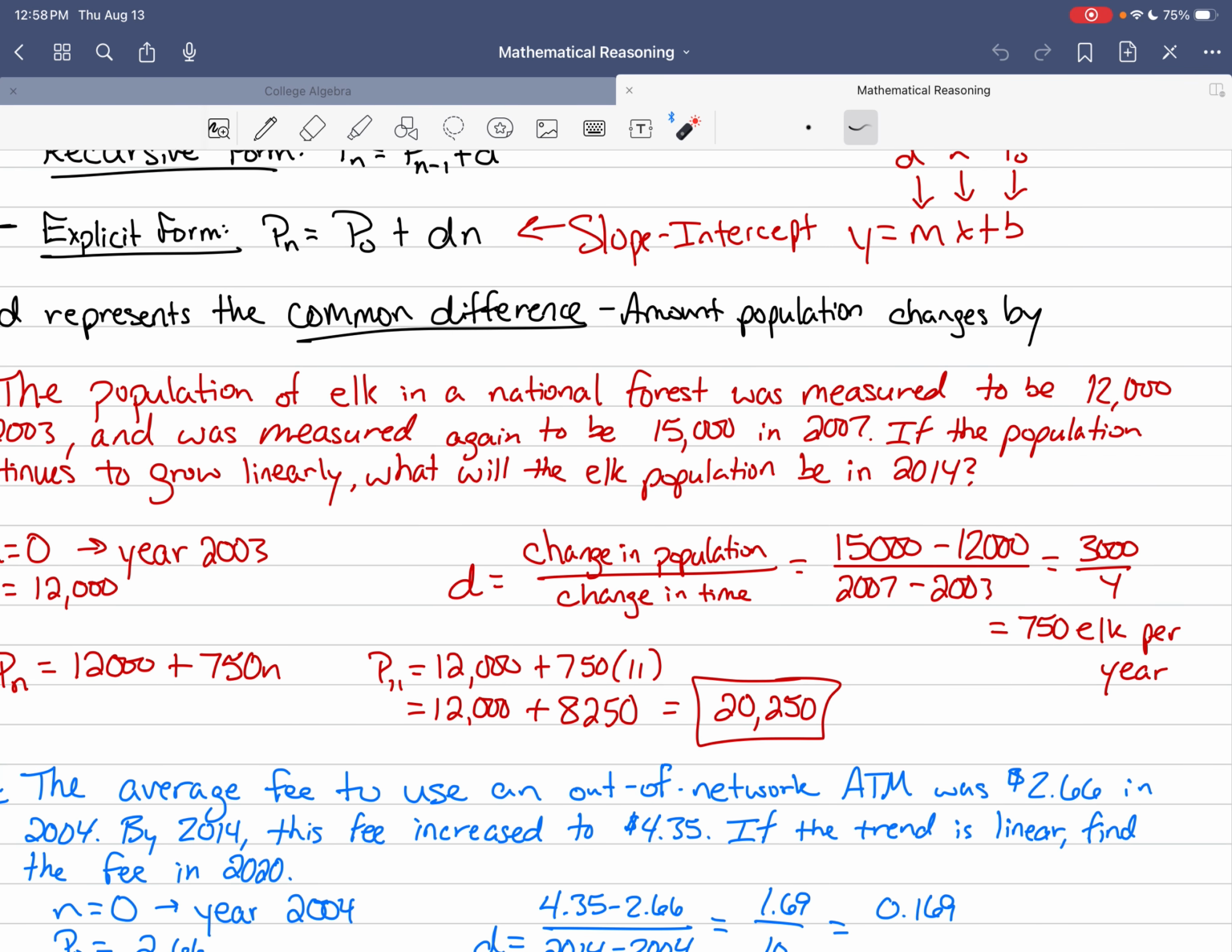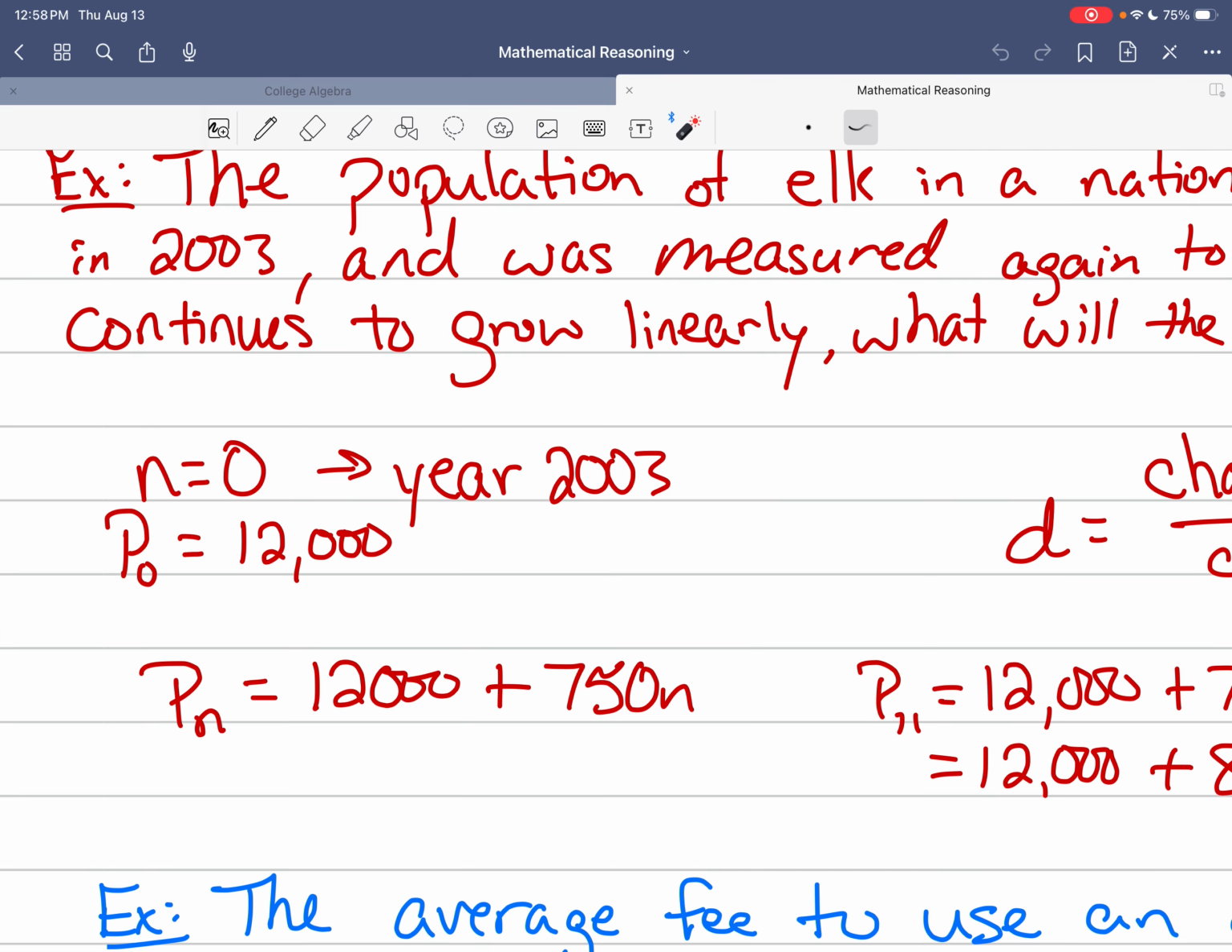Now that we know our common difference, we can go and use our formula. N equals 0 will be our year 2003. P sub 0 is going to be our start point. So for the year 2003, we started with 12,000 elk. We can write an equation to represent this. So it would be P sub n equals our original, which is 12,000, plus our D, our rate, which is 750, times n, which would be the number of years since 2003.